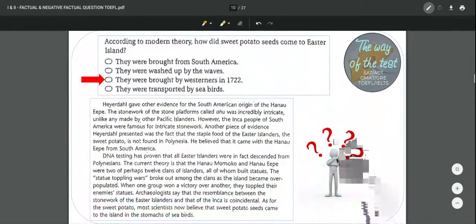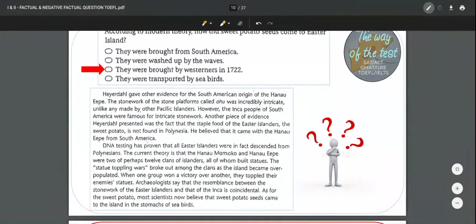It says they were brought by Westerners in 1722. Again, whenever you look at a specific date, meaning a number, it has to be specific, right? So this is very specific, so the date should be in the text. Now, where in the text is that date? It's nowhere in the text. And there's definitely no mention of being brought by Westerners. But again, we don't want to go the long way. So as soon as you see a number, you try to find the number in the text. And if it's not there, that's not my answer.